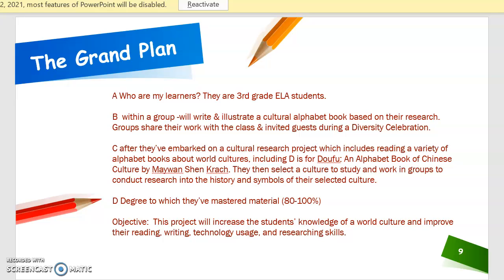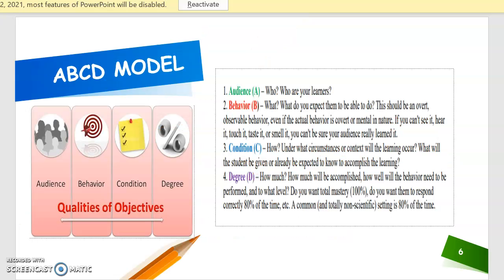After my students have embarked on a cultural research project, which includes reading a variety of alphabet books about world cultures, including D is for Tofu, an alphabet book of Chinese culture by Meiwan Shenkrak, they then select a culture to study and work in groups to conduct research into the history and symbols of their selected culture. That's my C.